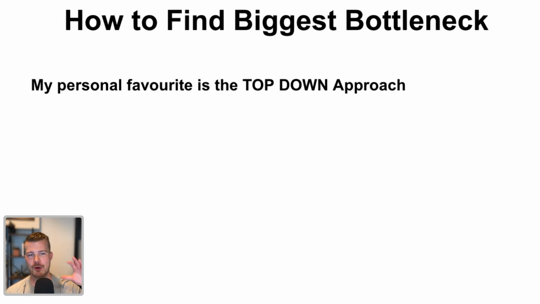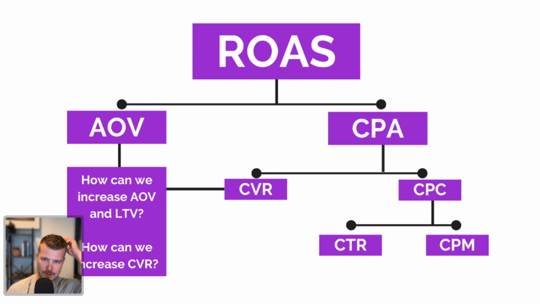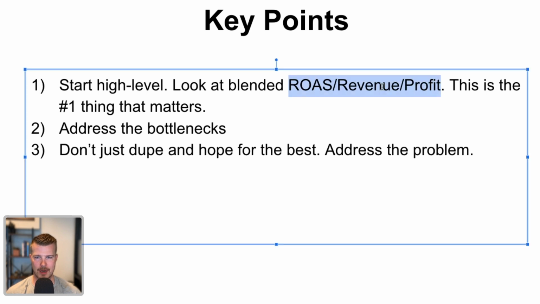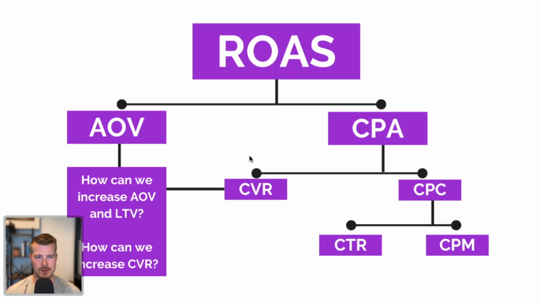So how do you actually determine and find what your biggest bottleneck is? My personal favorite here is the top-down approach. And this is kind of what it looks like. Effectively, what you look at is, use this as your North Star metric. So blended ROAS, or your profit or your revenue, that type of thing. Think of your top down, your number one thing, and back to this key point, ROAS, revenue, profit, that kind of thing, right? So this is your most important metric here.